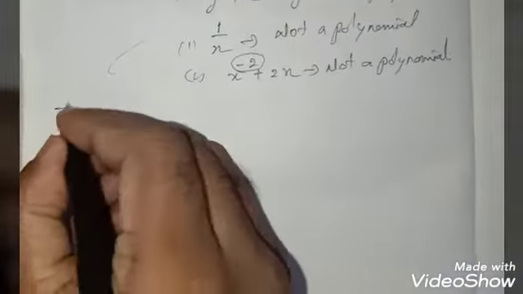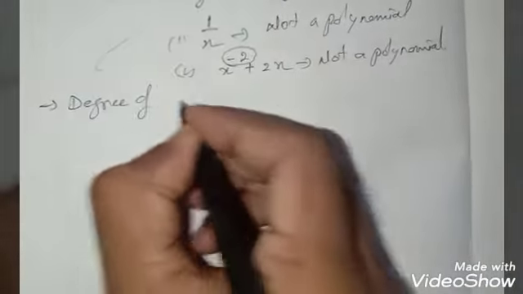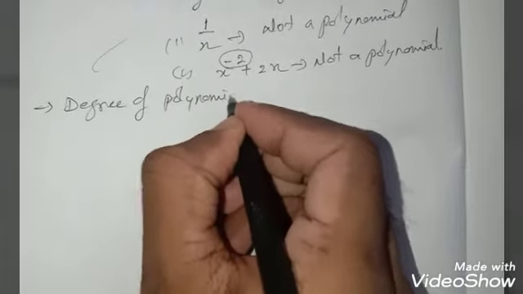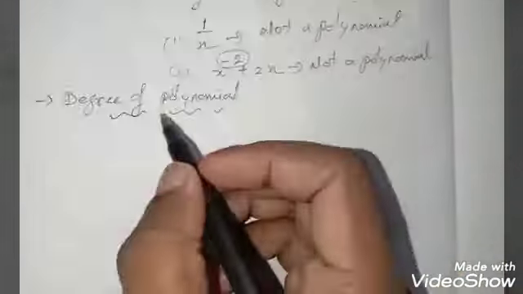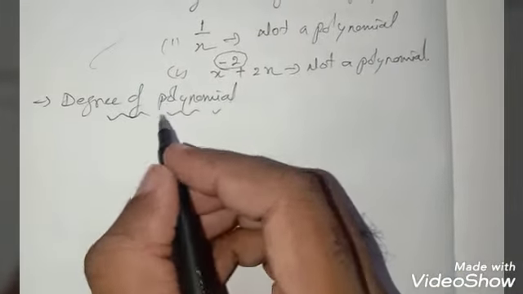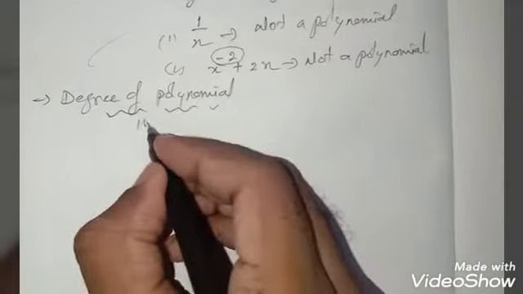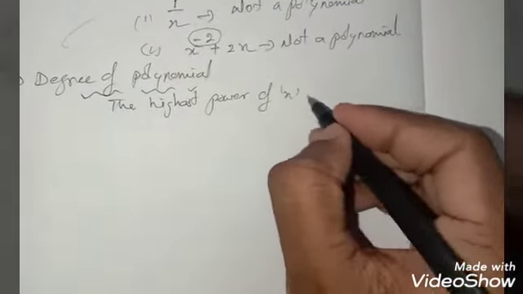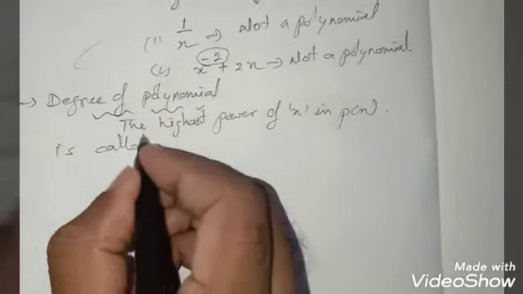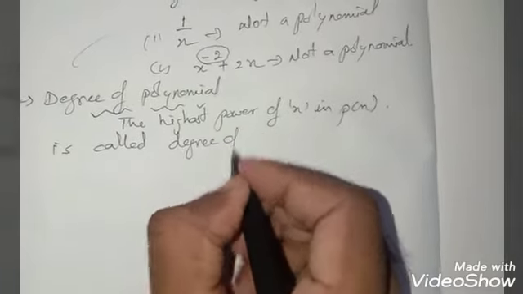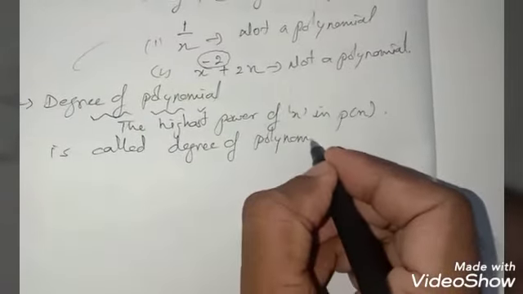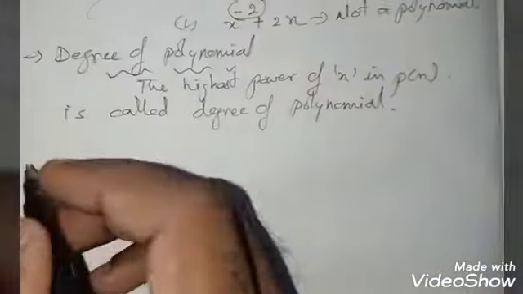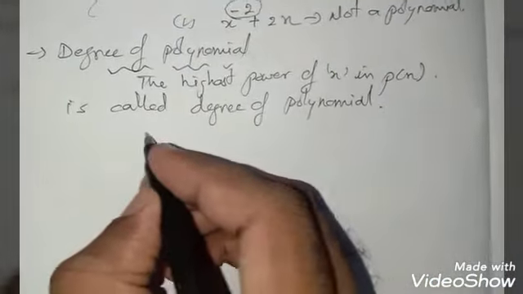Next, coming to the next topic, degree of polynomial. So in this, the highest power of x in the polynomial p of x is called the degree of polynomial, right?